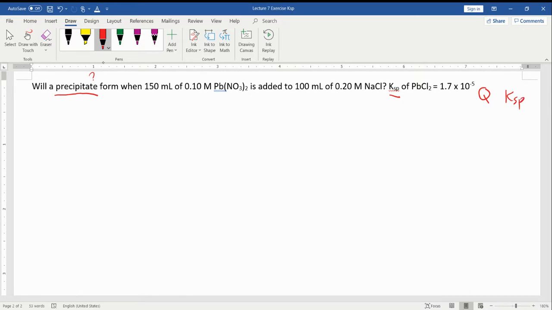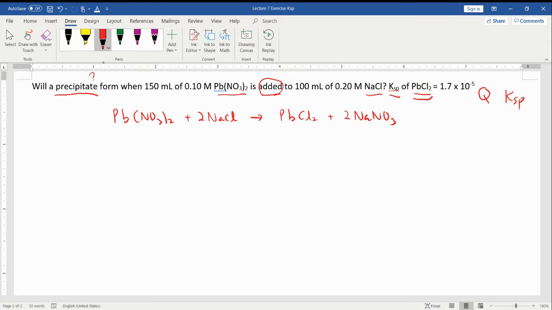Another one, we have lead nitrate and also sodium chloride. So which salt should we focus on? Look at the KSP, that is lead chloride. The first thing that I will do is these two are mixed together, they are added. So I will write down Pb(NO3)2 plus NaCl. I'm going to get PbCl2 and 2NaNO3. Remember to balance it.